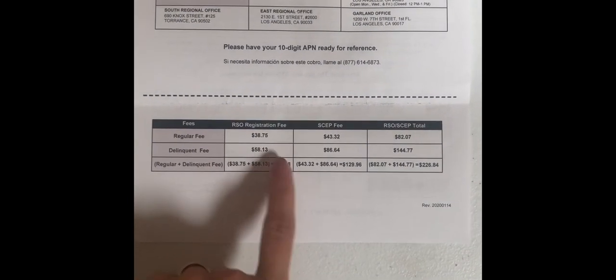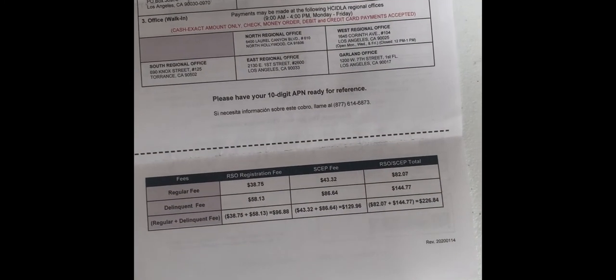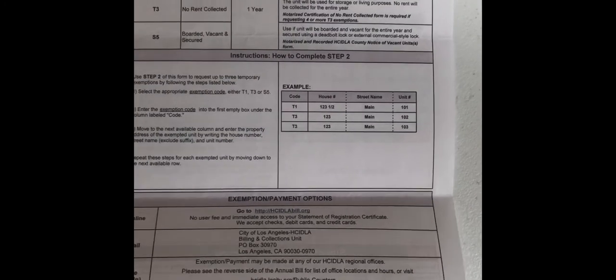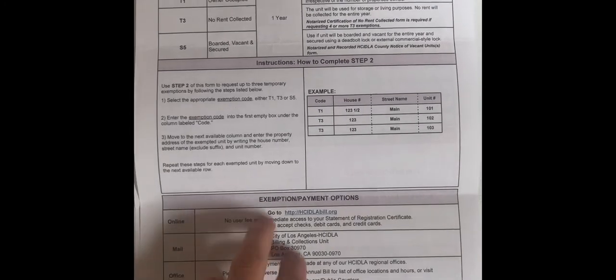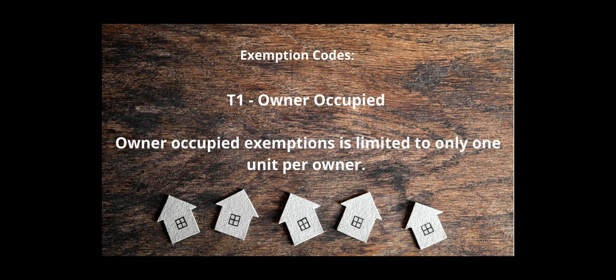RSL fees. And if you want to look into temporary exemption certificates, it's all on the forms that you received. And as I said, the exemption period is for 1 year. And if it's owner occupied, the exemption is limited to only 1 unit per owner.